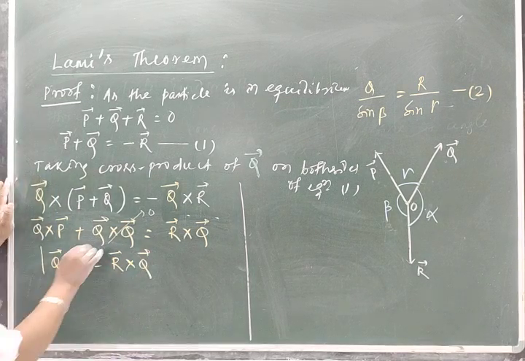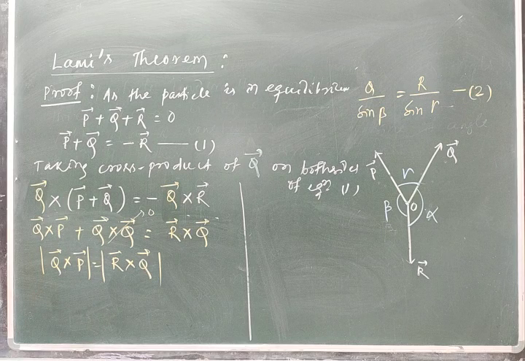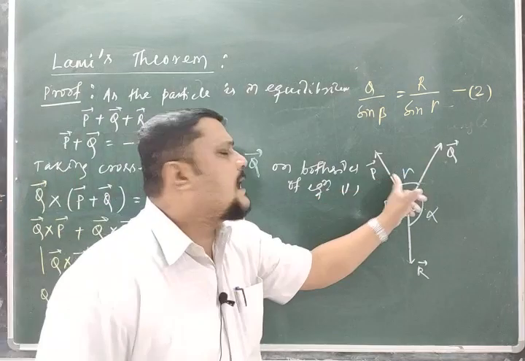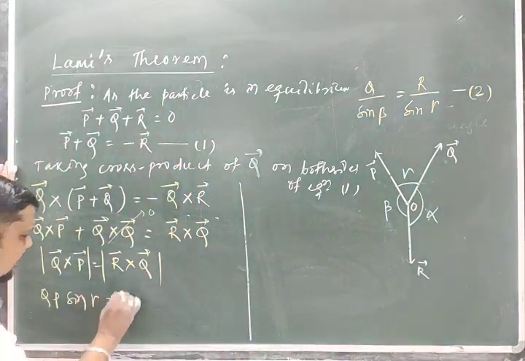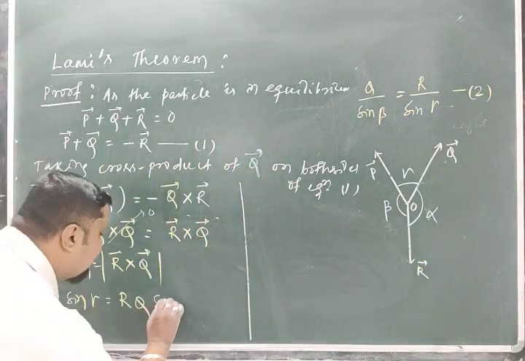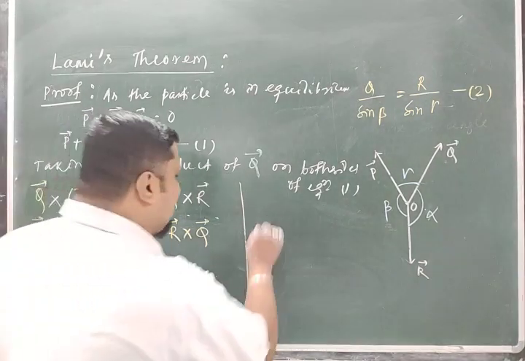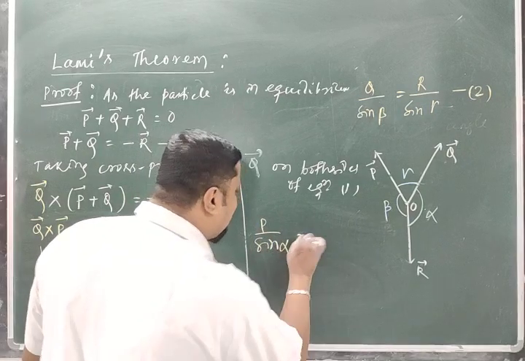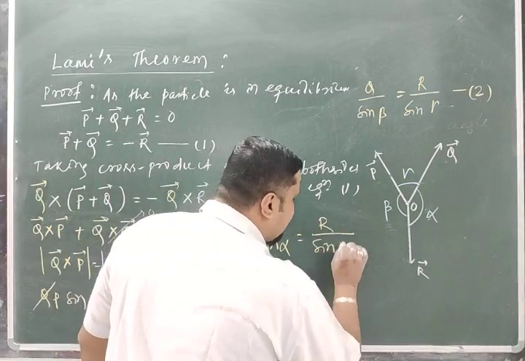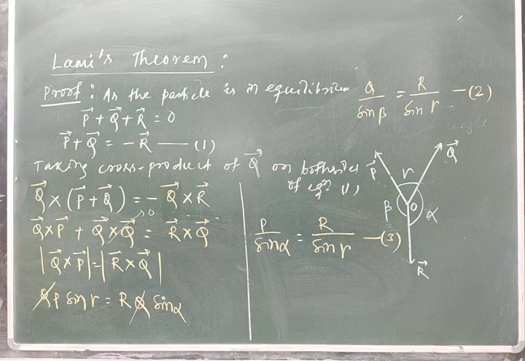Now take the modulus. Next part you write by yourself. Take the magnitude. So what is this magnitude? QP sine of the angle between Q and P, which is gamma. QP sine gamma is equal to RQ sine of the angle between R and Q, which is alpha. So Q and Q get cancelled, and P by sine alpha is equal to R by sine gamma, equation number 3. Clear? So we got equations 2 and 3.